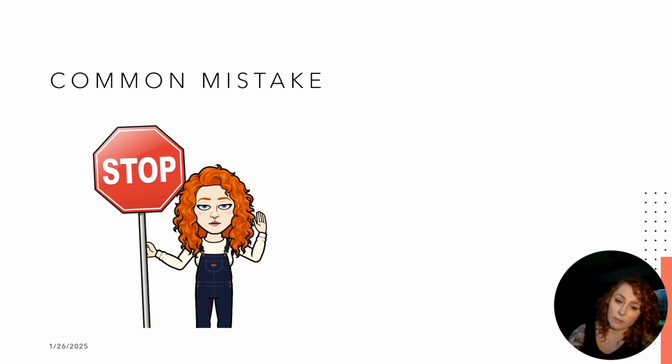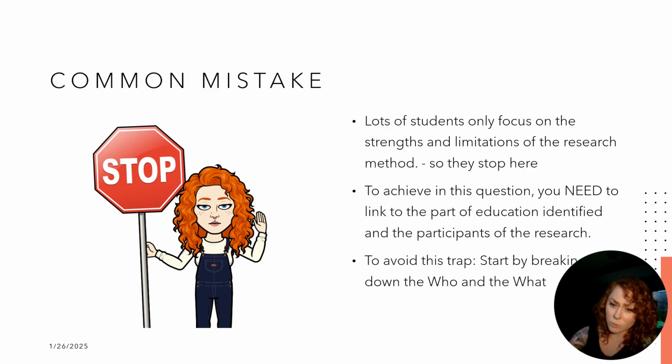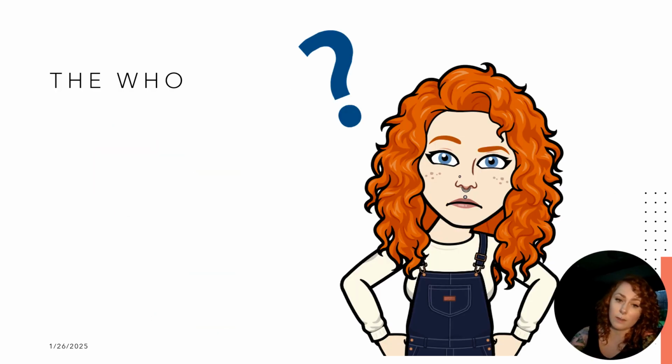Students tend to make a common mistake with this question, and they focus only on the strengths and limitations of the research method. They'll consider those practical, ethical and theoretical considerations of the method, but they don't really do anything else with it. To achieve highly in this question, you need to talk about the part of education that's been identified in the question and the specific participants of the research. That's where I pull it through into this who and what: who we are researching and what topic we are investigating.